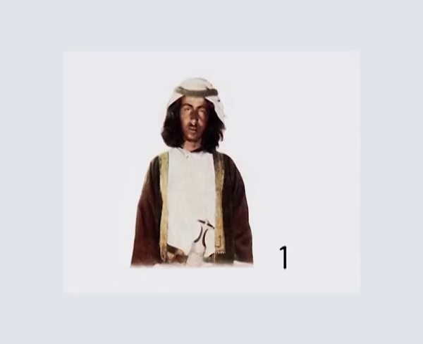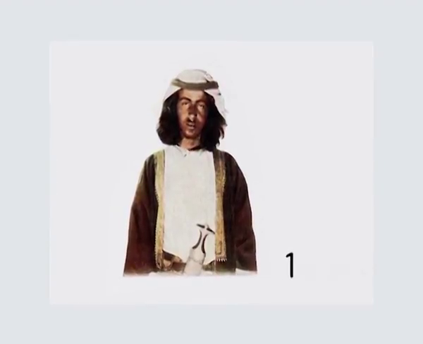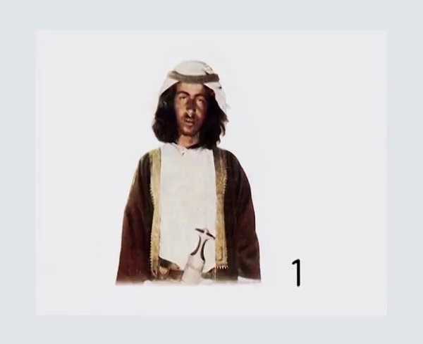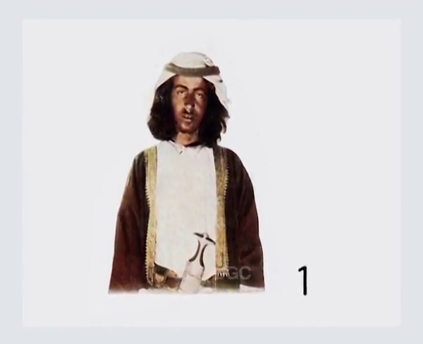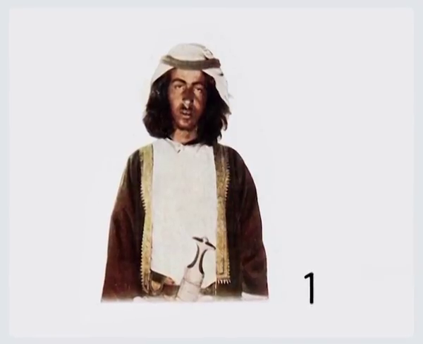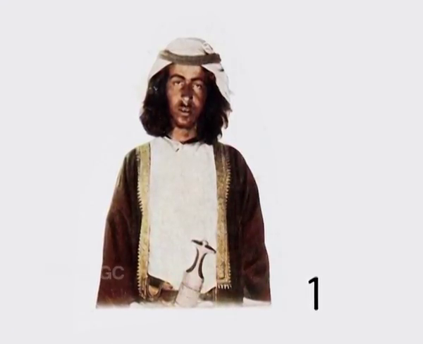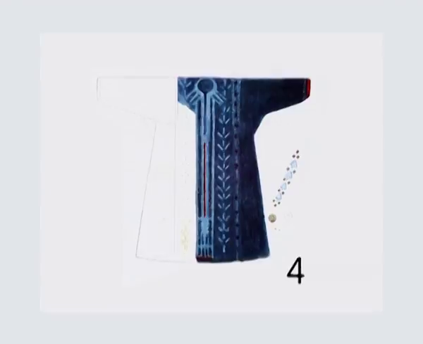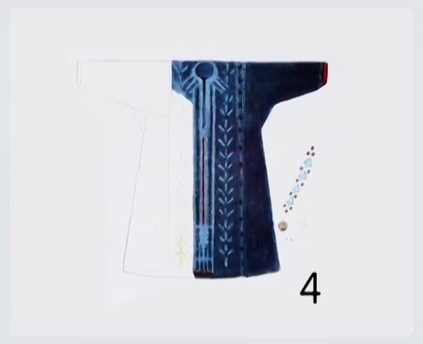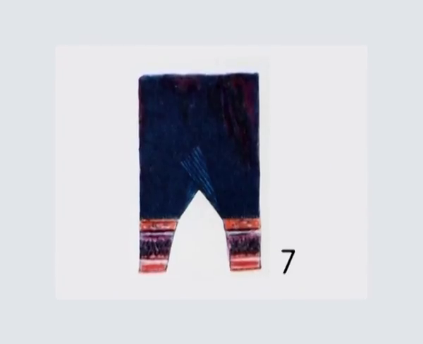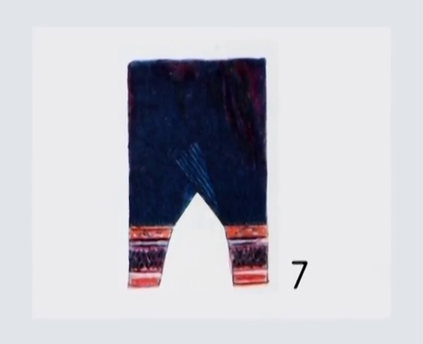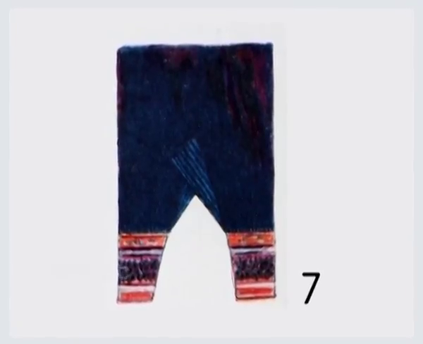Now we go on to East Arabia. Number 1 is a young Arab from Eastern Arabia. He wears a keffiyeh with a simple doubled head ring, which is called okal, a short brown coat with gold embroidery is also seen. Number 4, a woman's shirt, chemise, again. Number 7, women's breeches, libas, with embroidery.